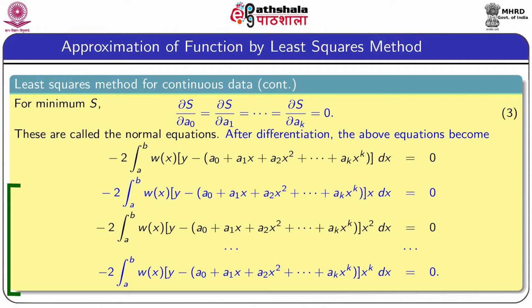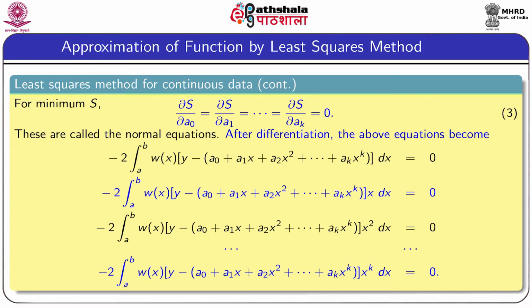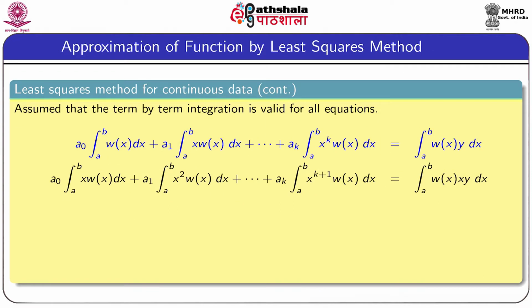Similarly, we obtain the third and the last normal equation. The last normal equation is minus 2 integration a to b w(x) into (y minus (a0 plus a1x plus a2x square plus dot dot dot plus akx to the power k)), and the whole thing is multiplied by x to the power k dx equal to 0. So these are a system of k plus 1 equations containing k plus 1 unknowns a0 to ak.